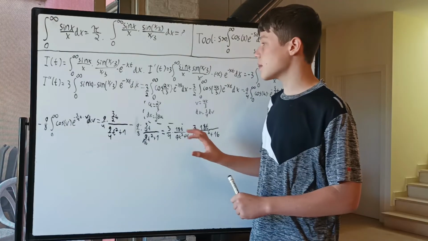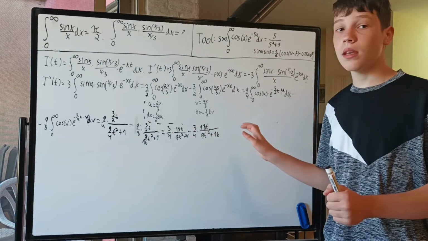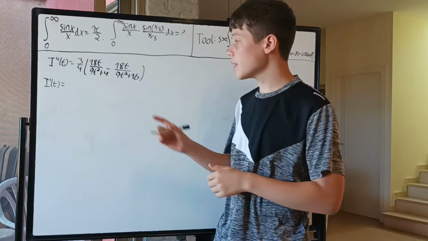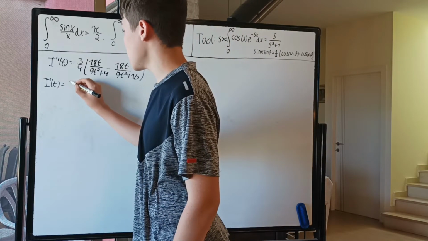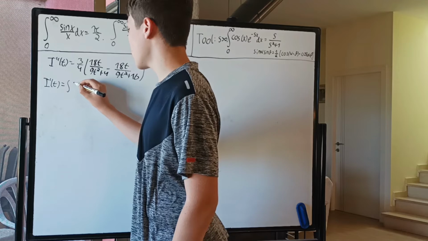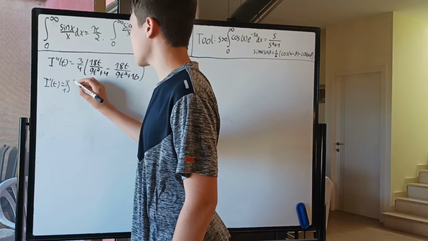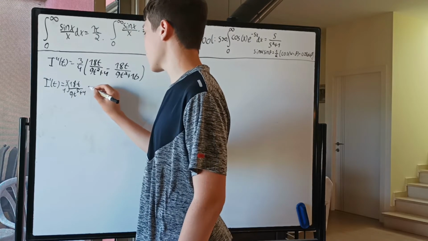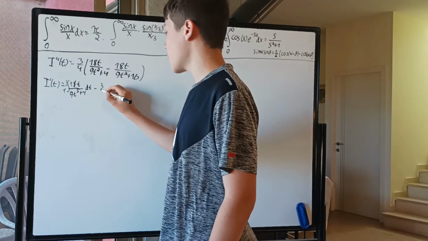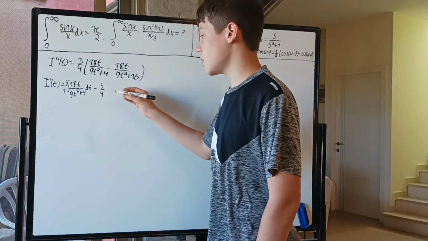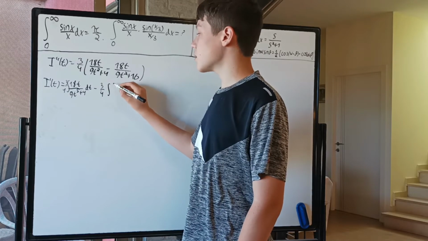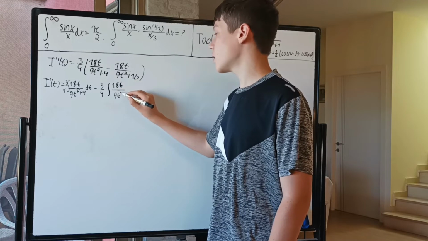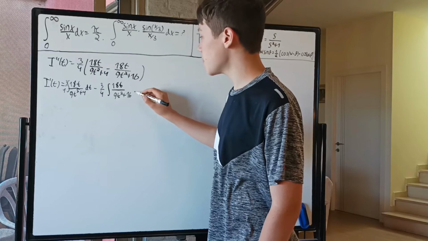So let's clear the board, find I prime t, then find I, and finish the problem off. Alright, let's evaluate I prime t. It's going to be the integral of I double prime t. So it's going to be the integral of this: minus 18t divided by 9t squared plus 4, then minus 3 over 4 times the integral of 18t divided by 9t squared plus 16.